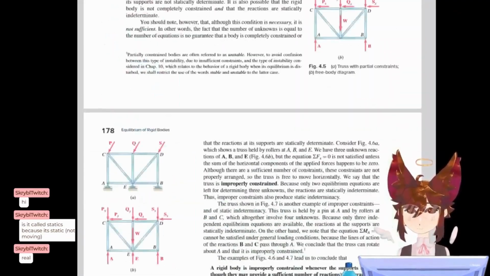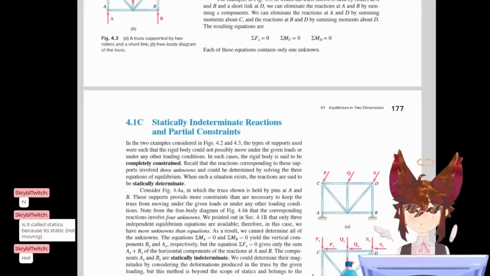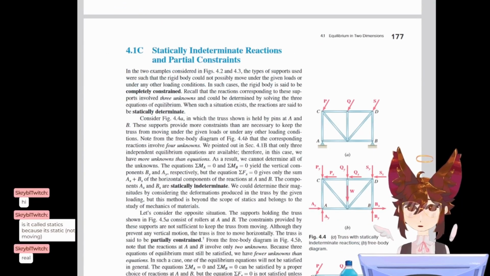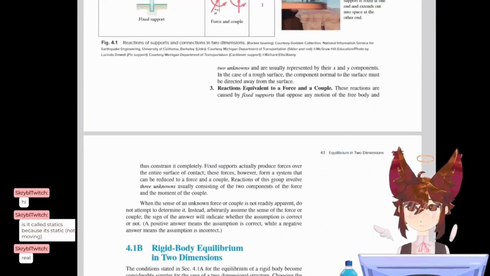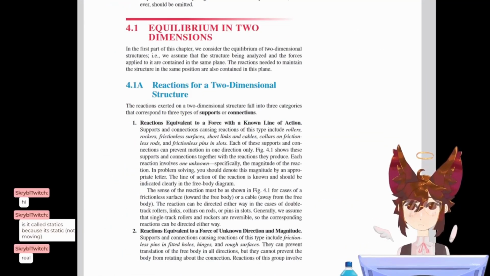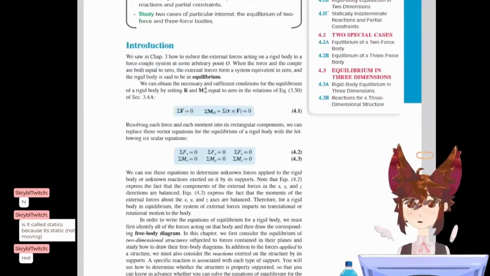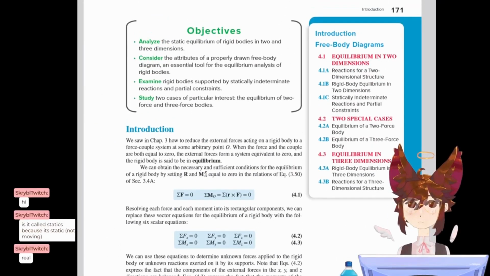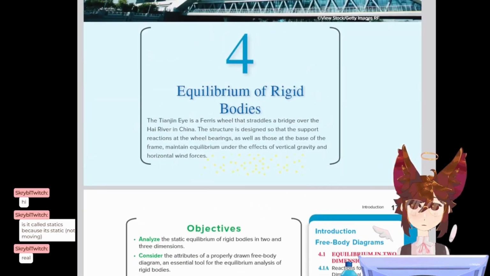So we're going to be doing these. This looks like trusses. Statically indeterminate reactions and partial constraints. I just want to make sure that this is equilibrium in 2 dimensions. Are they not called trusses? Is that what it is?